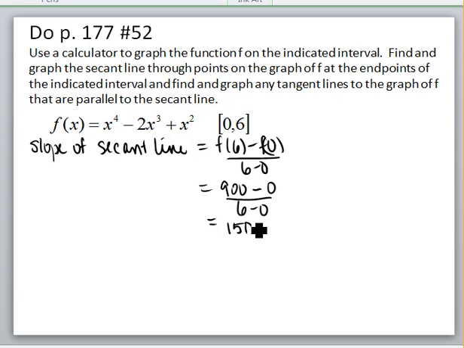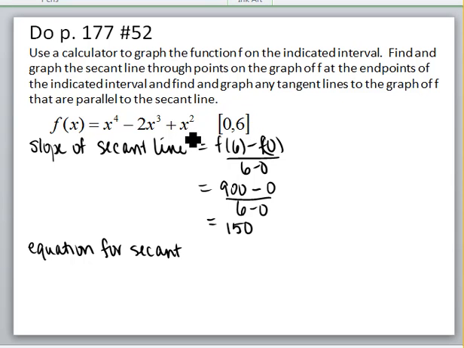Now, what it's asking me to do is find and graph the secant line. Well, I now have the slope of the secant line. I haven't written the equation for the secant line. The equation for the secant line can be found by finding a point that's on the graph. So we'll just go ahead and use 0, because that secant line is going through 0, comma something, and 6, comma something, and I'll just plug in 0.